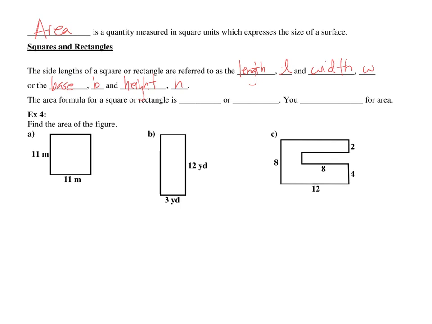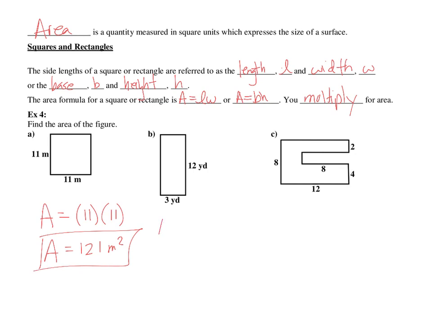All right, the area formula for a square rectangle is length times width, or you could say base times height. All right, you blank for area. You always multiply when you're trying to figure out an area. All right, so find the area of the figure. So we're going to have length, which is 11, times the width, which is 11, or base times height. So the area is 121 meters squared.